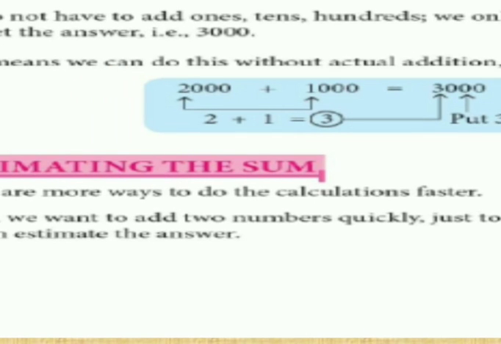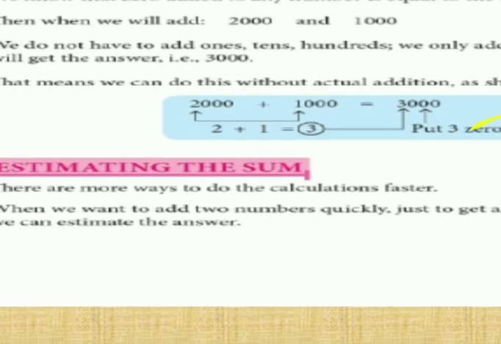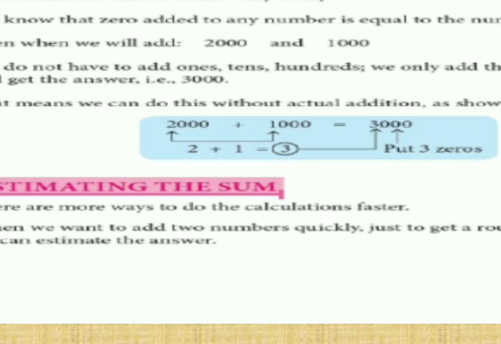In this term you will learn, students, the estimating of the sums, like a round figure, अंदाज़न. हम कहते हैं ना ऐसा कि अंदाज़न बता दो कितना होगा, अंदाज़न आपके आइडिया से कितना होना चाहिए. तो it is called an estimate of the sum. There are more ways to do calculations faster when we want to add two numbers quickly. Just to get a round figure, we can just estimate the answer. So this is the explanation of what estimating the answers is.